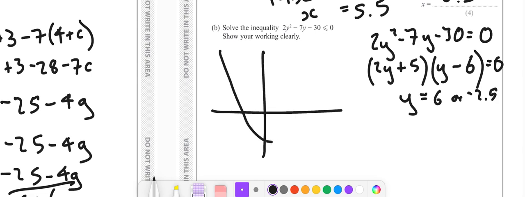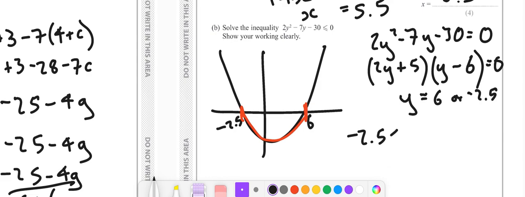And as we were saying, we know that it's going to be a U-shaped graph, and we now know that those points are minus 2.5, 6. And where is it less than 0? Well, it's all of this. So the x values are between here and everything in between. So the answer is minus 2.5 less than or equal to x less than or equal to 6.